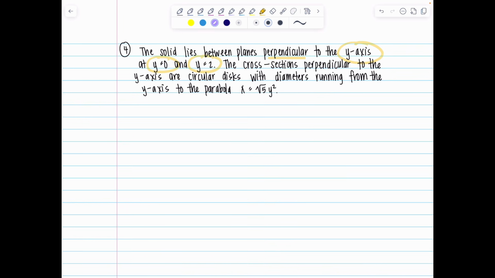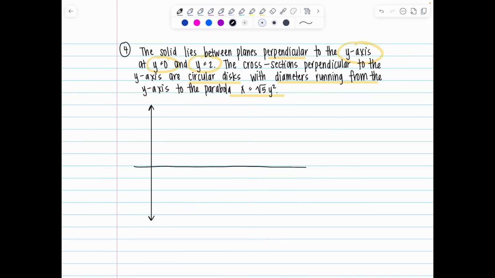The cross sections perpendicular to the y-axis are circular discs with diameters running from the y-axis to the parabola x equals rad 5 y squared. Okay, so let's graph what's going on. We're only between y equals 0 and 2, so I'm just going to draw the upper half of the parabola. Here's my x-axis, here's my y-axis, 0 to 2.